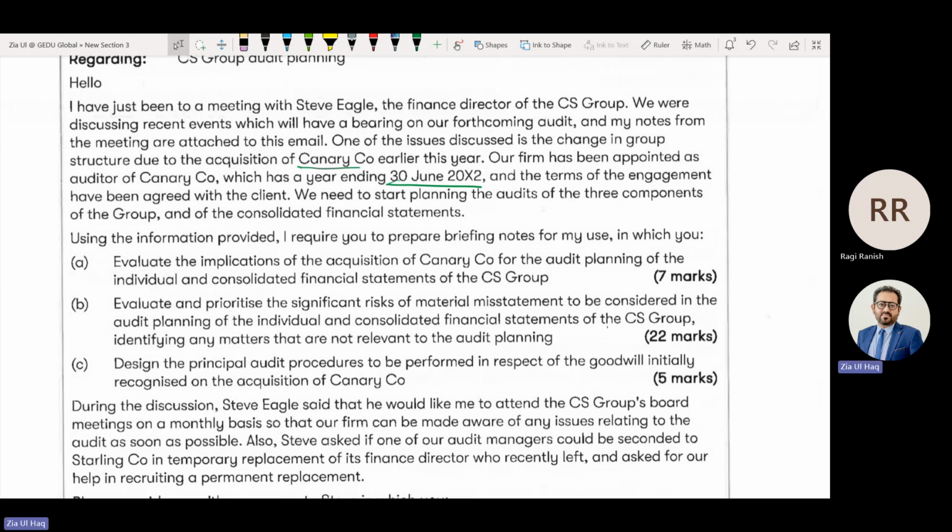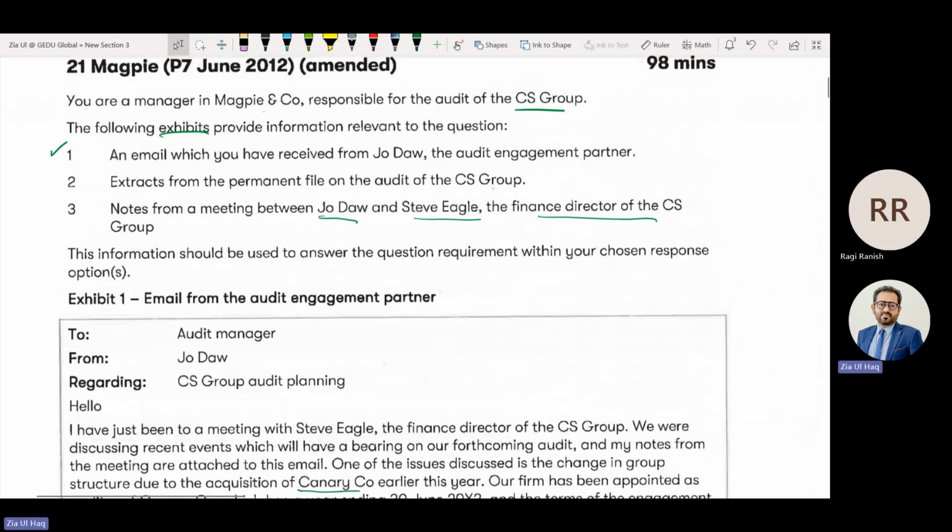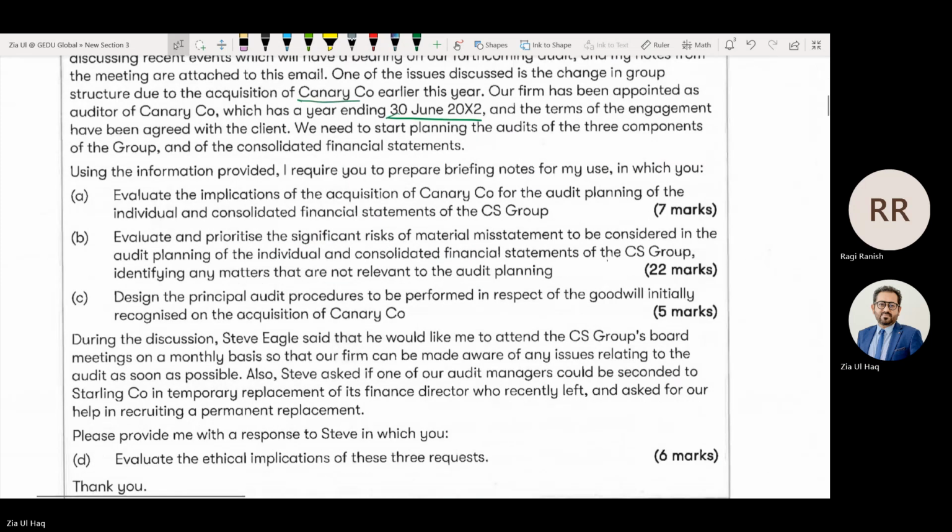Part A. Evaluate the implication of the acquisition of Canary Company for the audit planning of the individual and consolidated financial statements of the CS Group. But you can understand from this requirement that you need to write down: evaluate the implication of the acquisition of Canary Company for the audit planning of the individual and consolidated statements of CS Group. What is he asking for?